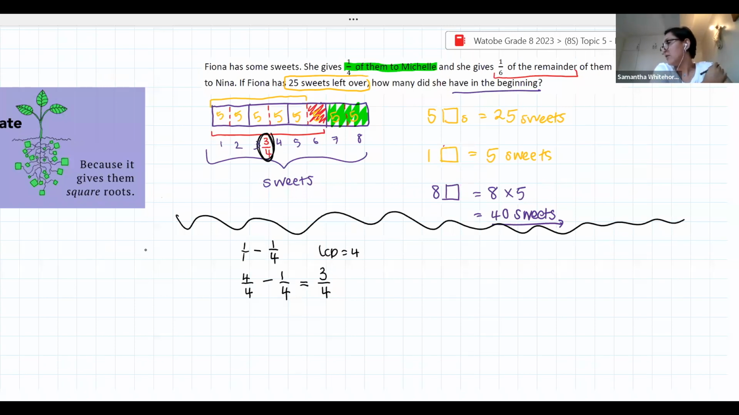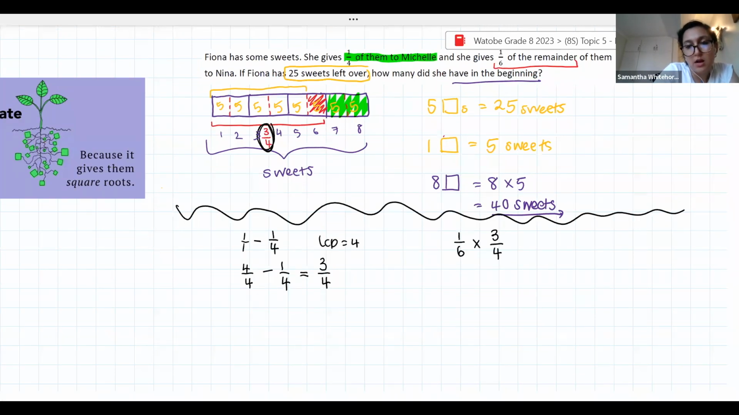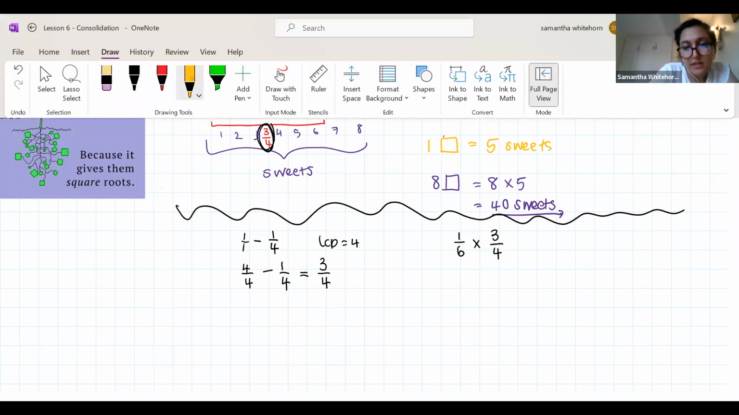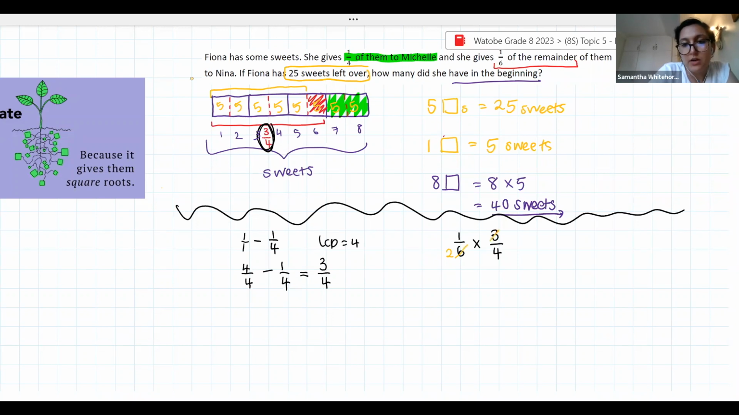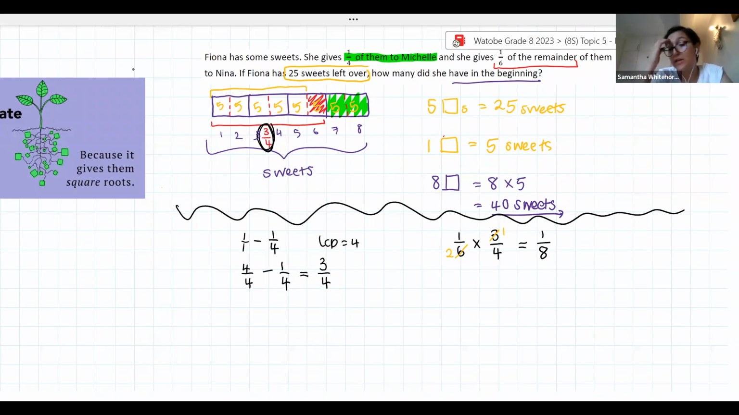We then want to say that she gave 1/6 of that 3 quarters to Nina. So we need to work out what 1/6 of 3 quarters is. Now remember, there are different ways that you can do this. I like to cross cancel. I find it a lot easier. So 3 divides into 6 twice and into 3 once. And so 1/8 went to Nina. The quarter went to Michelle.